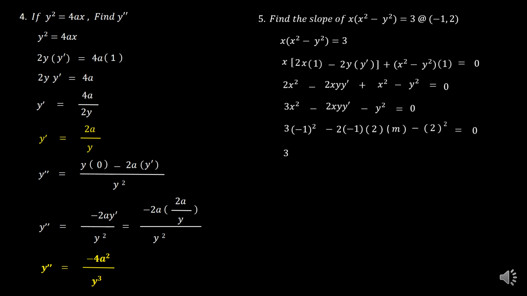Then 3 times negative 1 squared is equal to 3. Negative 2 times negative 1 times 2 is equal to positive 4, times m. Minus 4 equals 0. 3 minus 4 is negative 1, so negative 1 plus 4m equals 0. Transpose negative 1 to the right side of the equation, 4m therefore equals positive 1. Then divide the entire equation by the coefficient of m, therefore the slope equals 1 over 4.